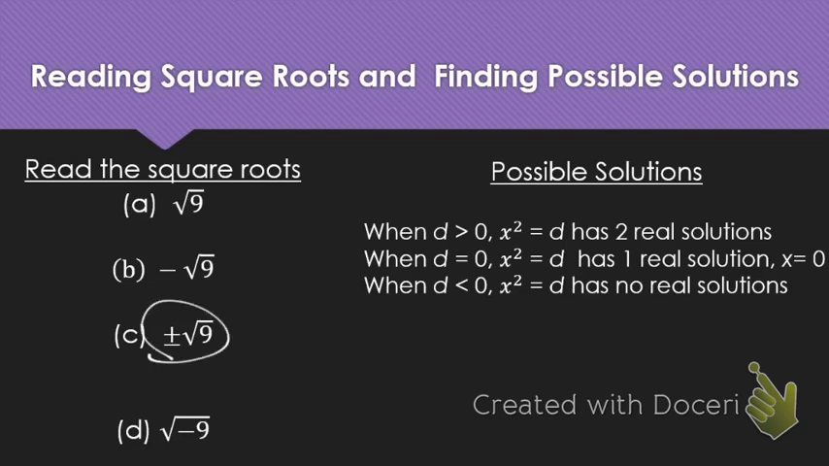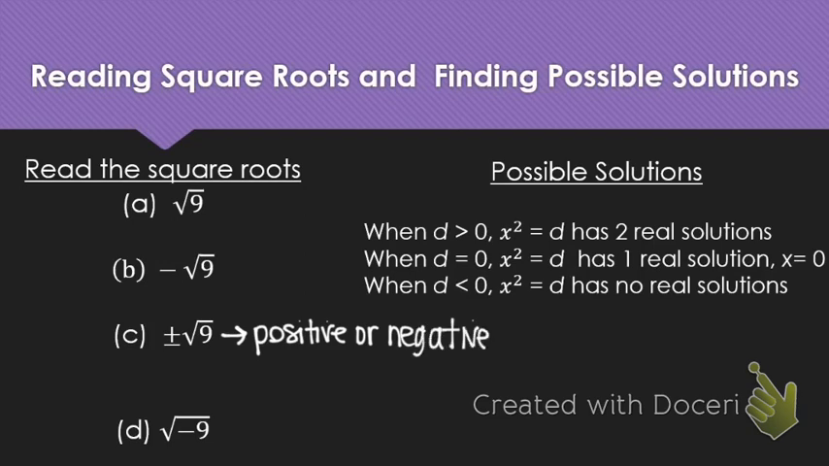All right? Somebody raise your hand and read letter C to me. Anybody know how to read letter C? Positive or negative square root of 9. Now, if you do not know that, and even if you do, I want everybody to write it in their notes, okay? This is positive or negative. You read this as the positive or negative square root of 9.